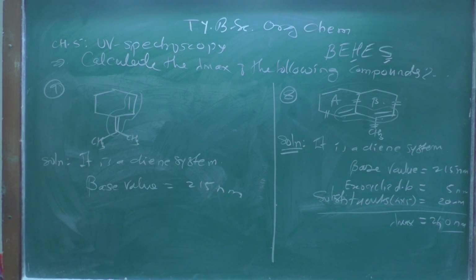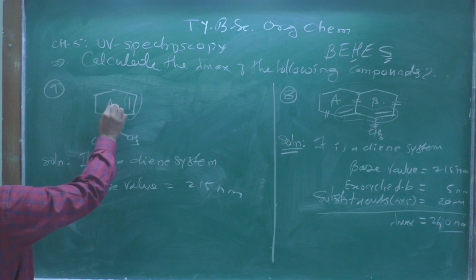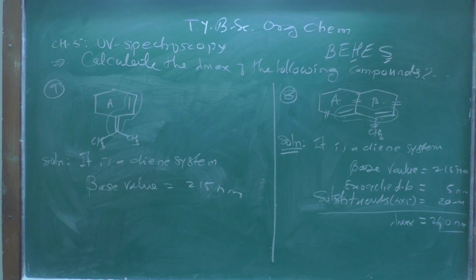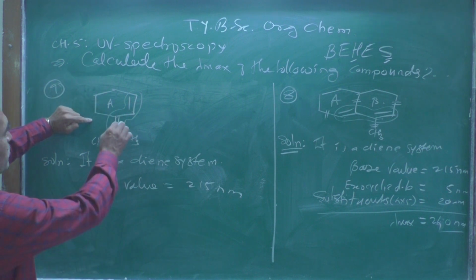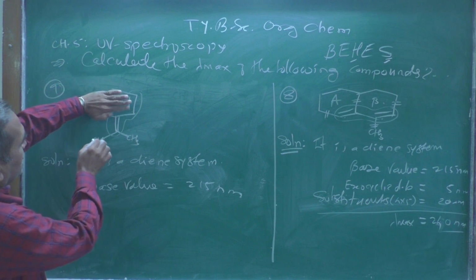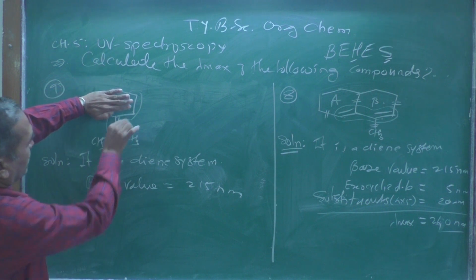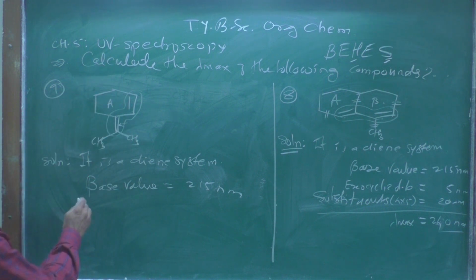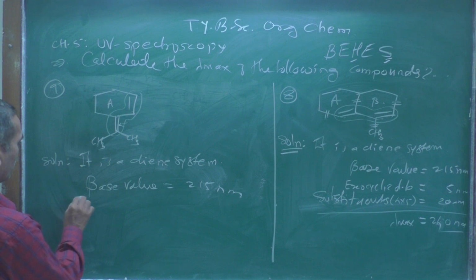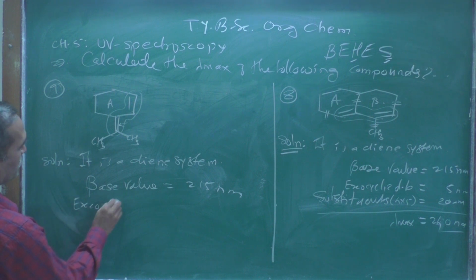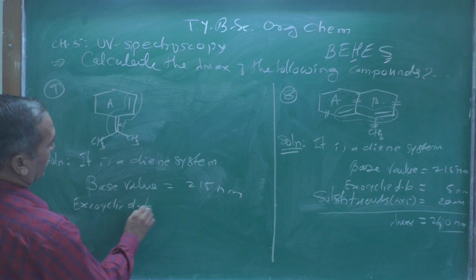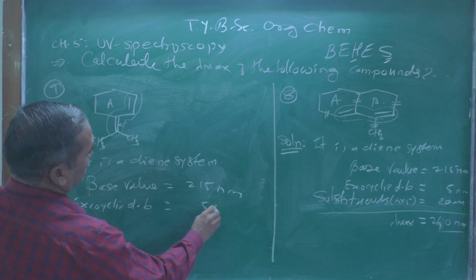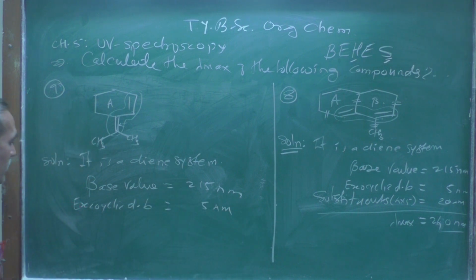Second thing, E means exocyclic. Is exocyclic double bond present in this structure? Yes. If you see, this is an A ring, but outside there is one double bond, and therefore one exocyclic double bond is present. How much to add? You add 5 nanometer for one exocyclic double bond.